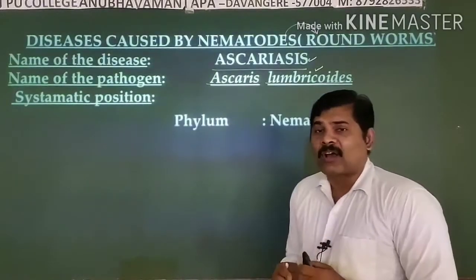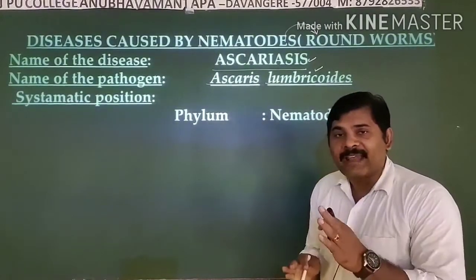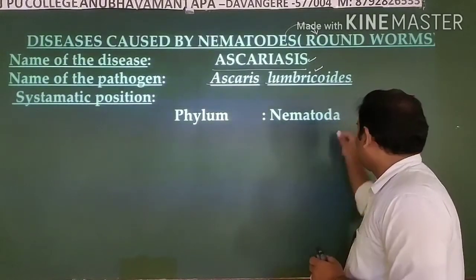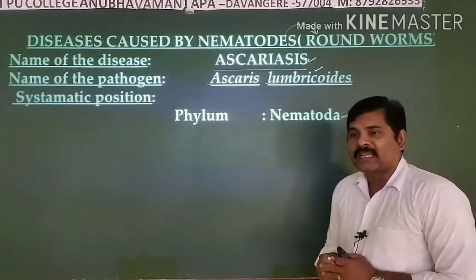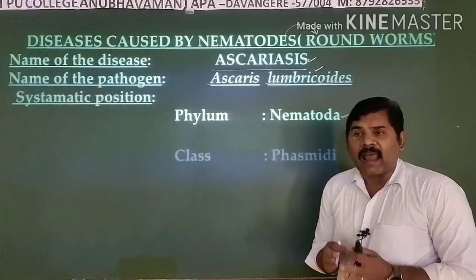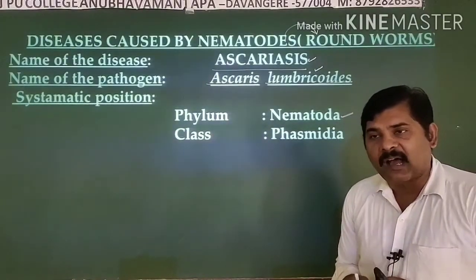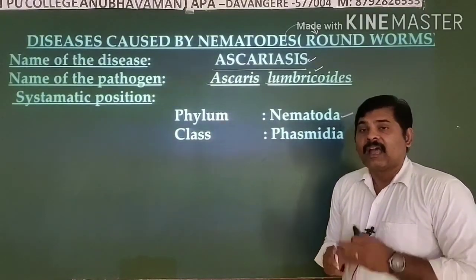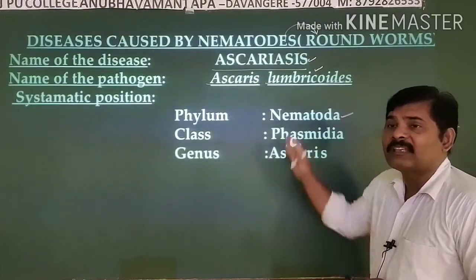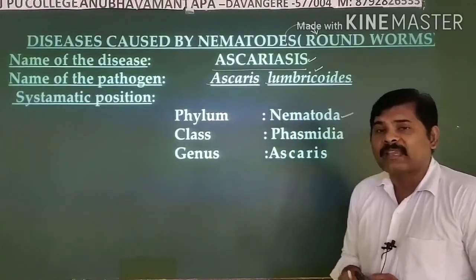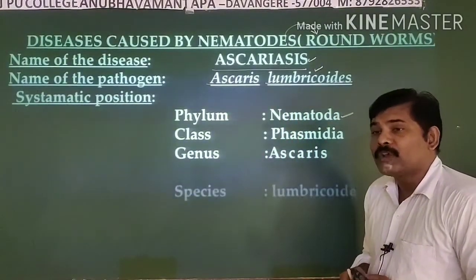When you see Ascaris lumbricoides, the phylum name is nematoda or nematohelminthes, whereas the class is Phasmidia. Its genus name is Ascaris, whereas the species name is lumbricoides.